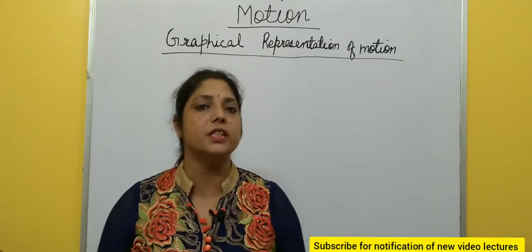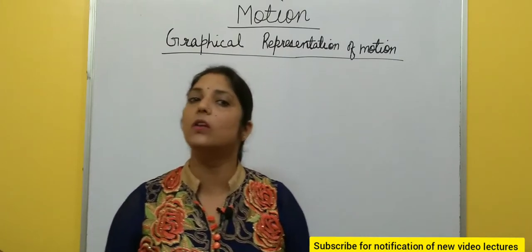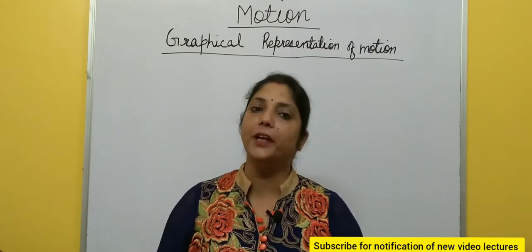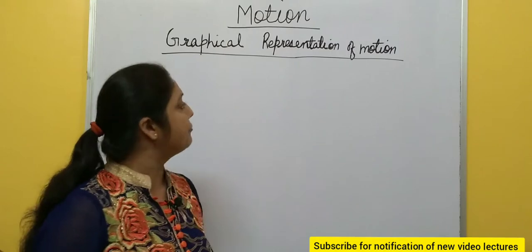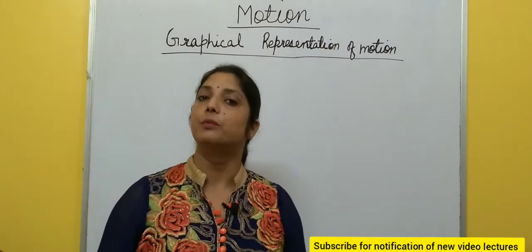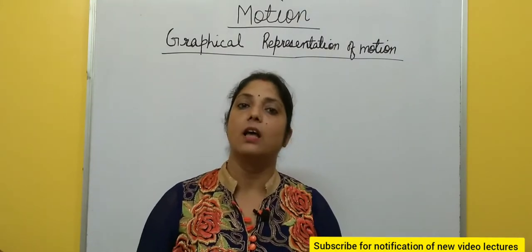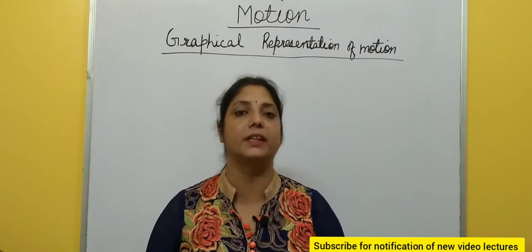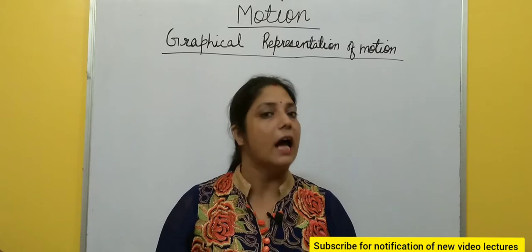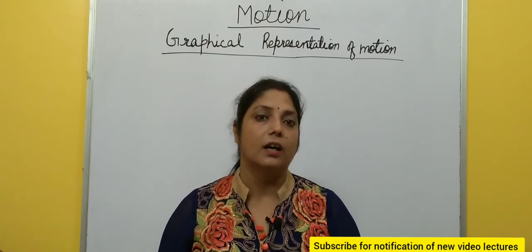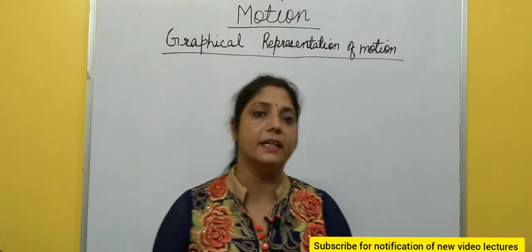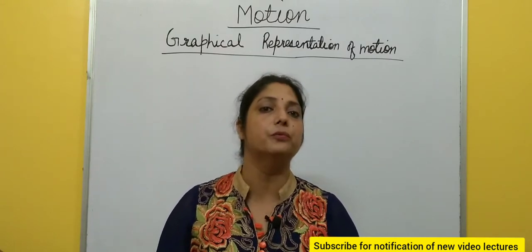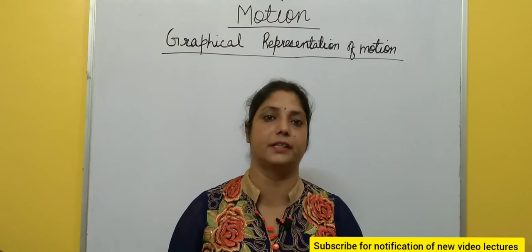It is the easiest way to learn all the concepts of physics through this class. Today I am going to discuss graphical representation of motion. It means how the motion of an object can be described with the help of a graph. Have you heard this word graph? A graph is nothing but a pictorial representation of any two variable physical quantities.